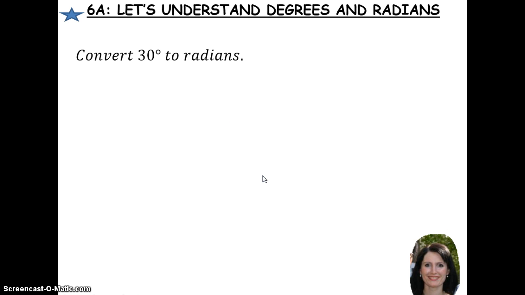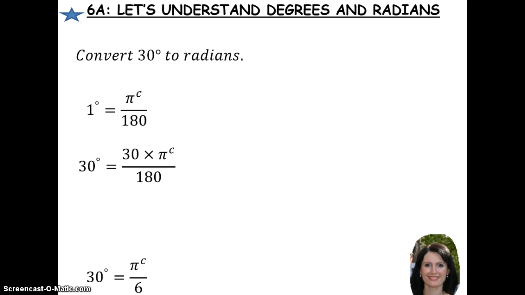Let's keep going. So an example would be to convert 30 degrees to radians. We just have to remember that 1 degree is pi radians on 180. So therefore, if we times 1 by 30, we also times the right-hand side by 30. So we get 30 times pi radian over 180, which equals pi radians on 6. That's what 30 degrees equals.